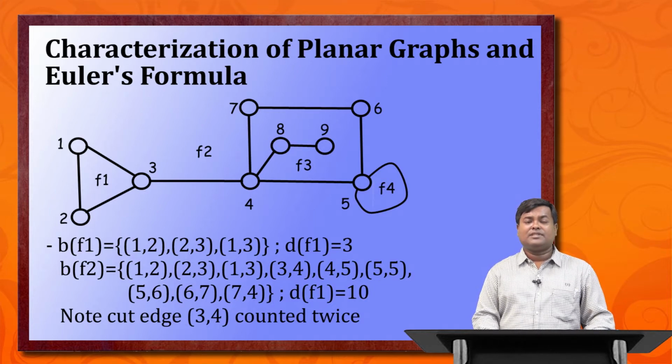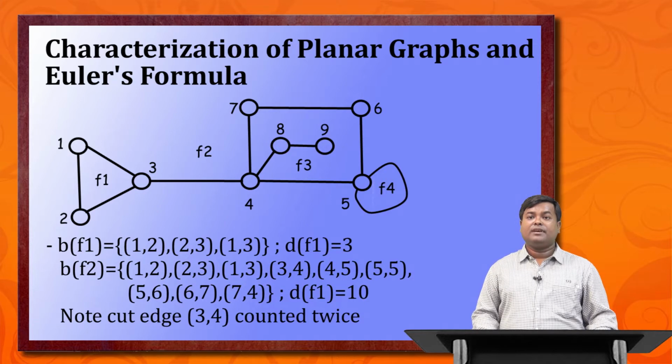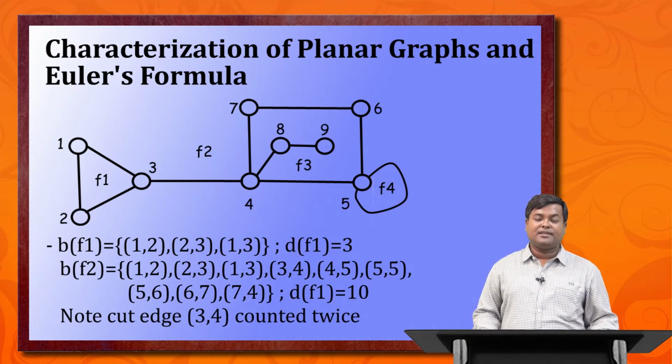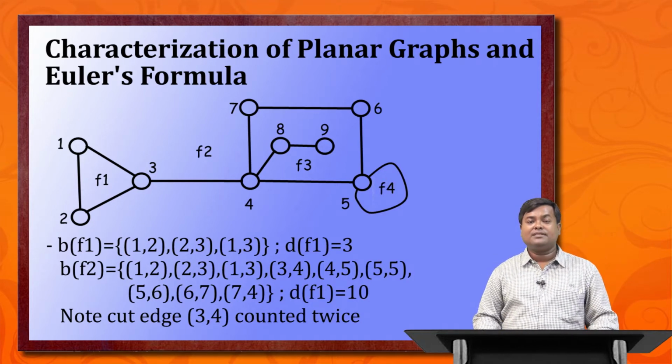The other definition is that we start from one vertex and visit the other vertices of the face across the boundary. For F2, if we start from 1, first we go from 1 to 2, then 2 to 3, 3 to 4, 4 to 5, 5 to 5 which is a self loop, 5 to 6, 6 to 7, 7 to 4 and 4 to 3. So we are coming back, and 4-3 is the same edge as 3-4, counted twice, and then 3 to 1. So in that definition also, d(F2) is 10.